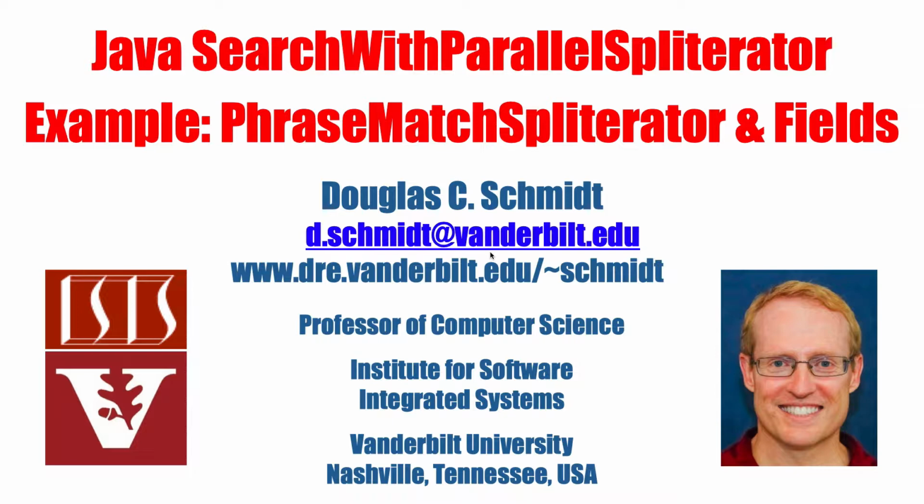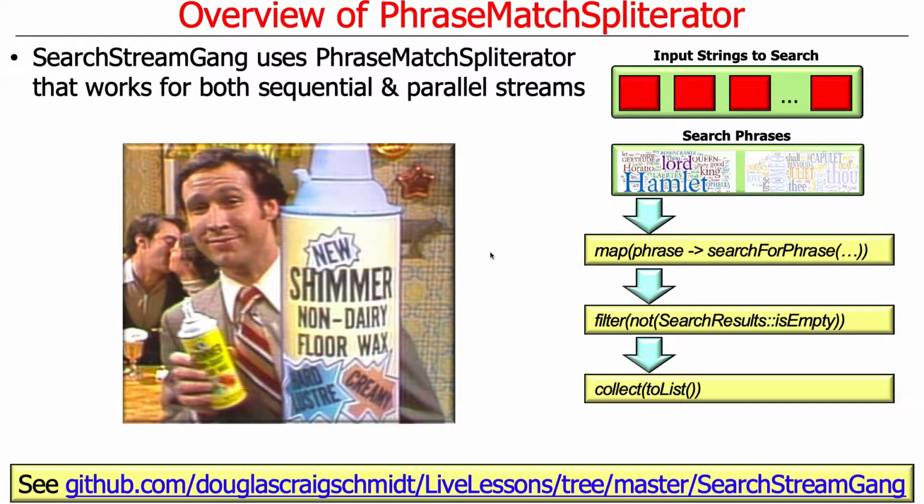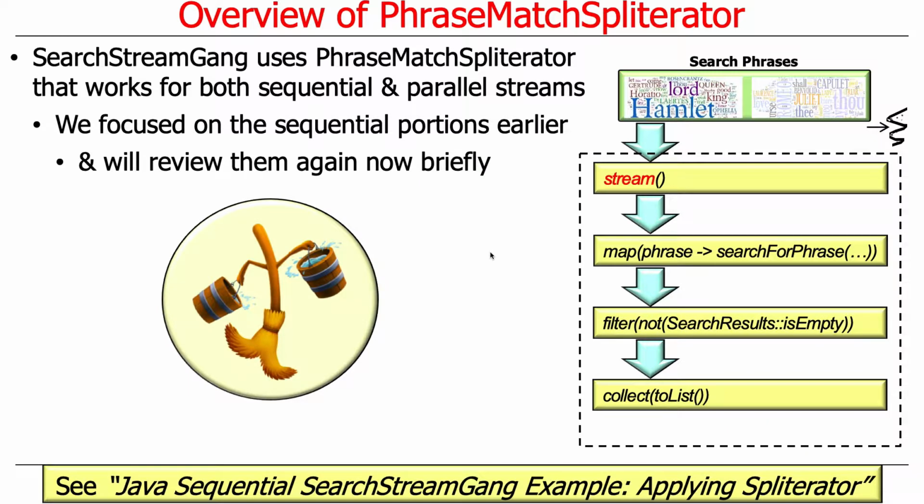This should look very familiar because it's basically review. The fields are essentially identical with our earlier discussion of the search with sequential streams PhraseMatchSpliterator. And so this will go fast. The search stream gang uses this PhraseMatchSpliterator, and it works either for sequential or parallel streams. Well, it doesn't work the same, but it has the same behavior in both. Earlier we focused on the sequential version, and we'll review some of those pieces briefly just for completeness.